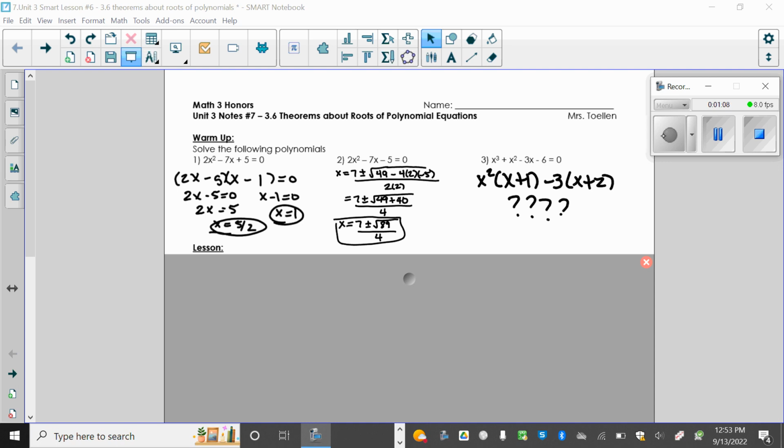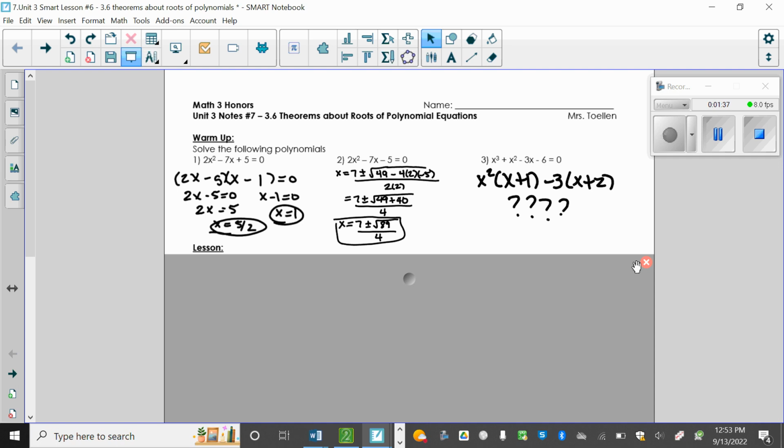Now number 3, that is a cubic polynomial, 4 terms. I tried to factor by grouping, tried rearranging. No matter what, this didn't factor by grouping. I couldn't get that common factor. So how the heck do you solve a polynomial when it doesn't factor, or it's not a quadratic and you can't do the quadratic formula? Well, that's what we're going to talk about today.